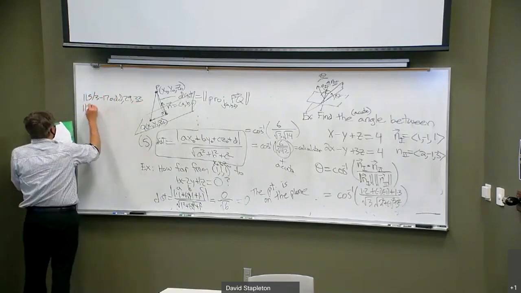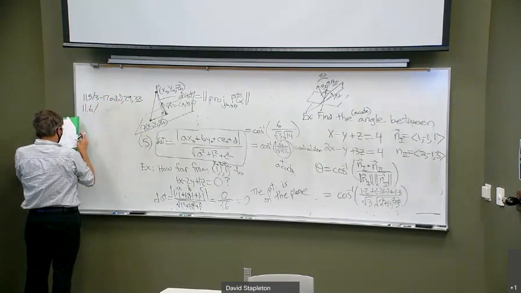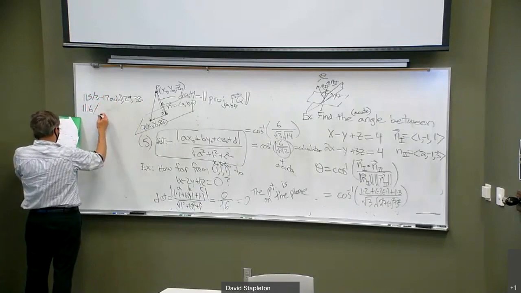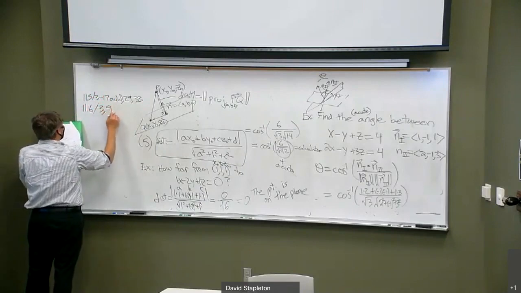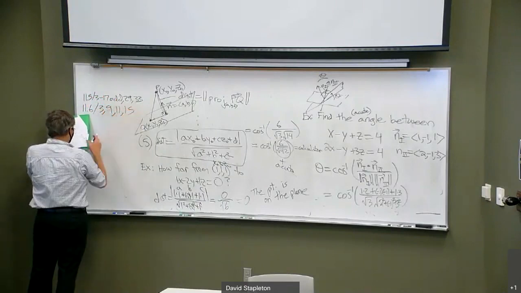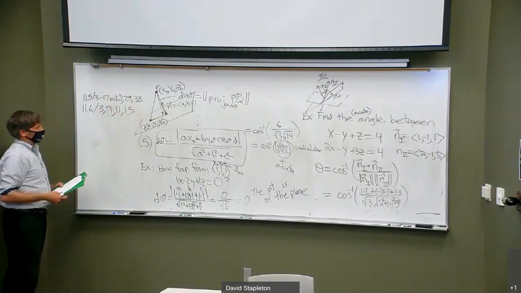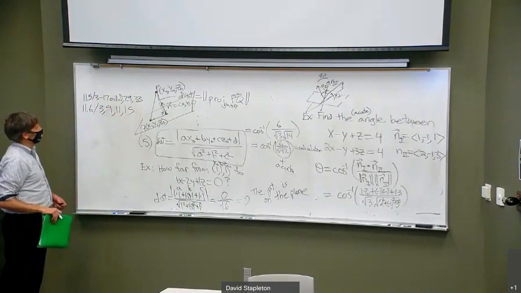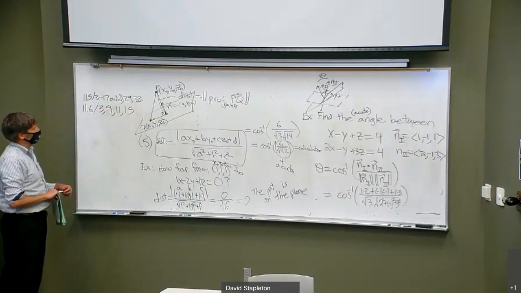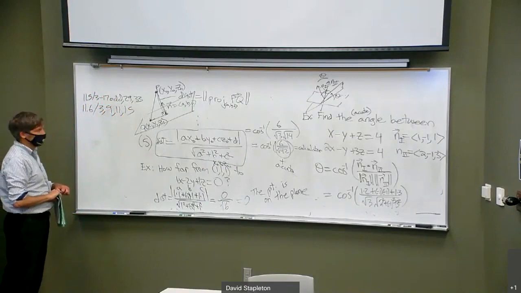And then 11.6 on planes. These are a little hard. You should do them all. They're not hard. Just do 3, 9, 11, 15. But there'll be problems like this: 3 points, find the plane, find the angle between the planes. We're going to make all those in chapter 12 this semester.